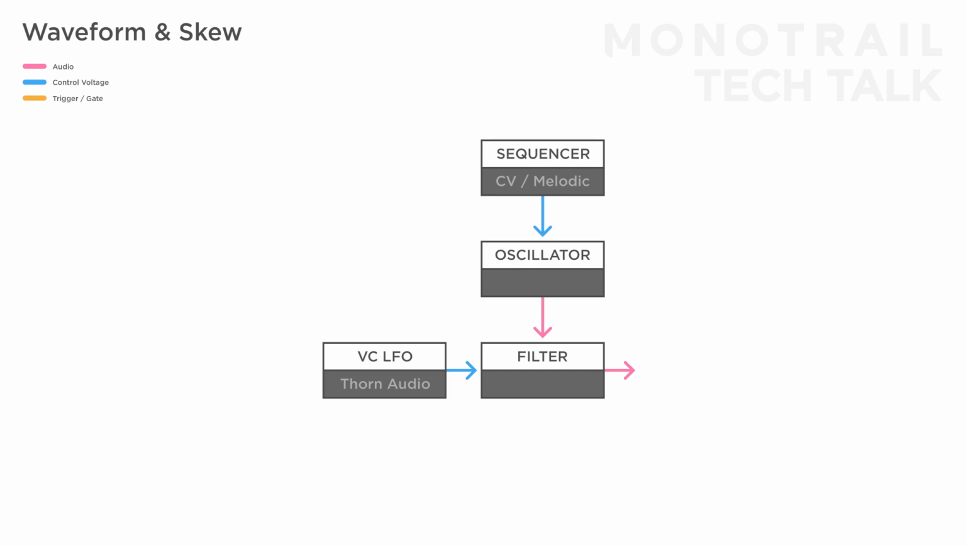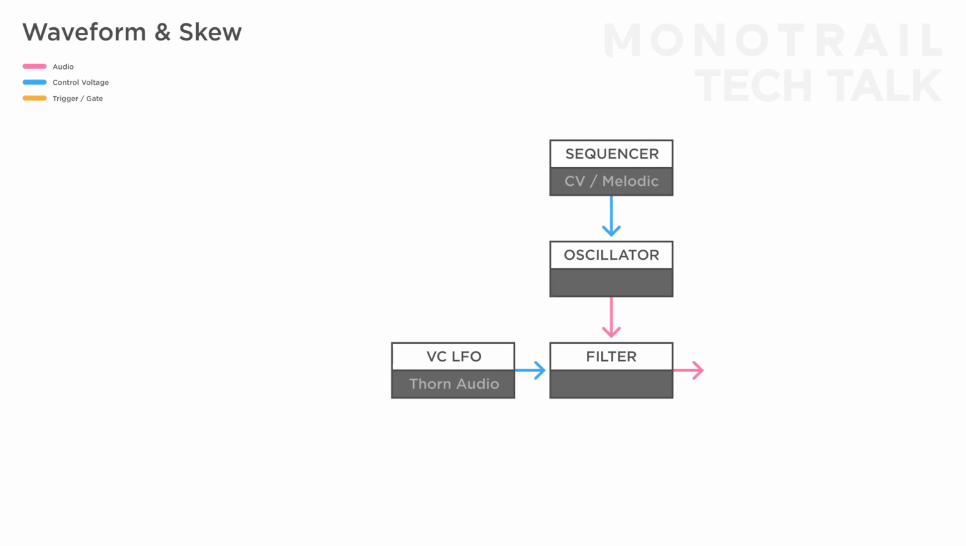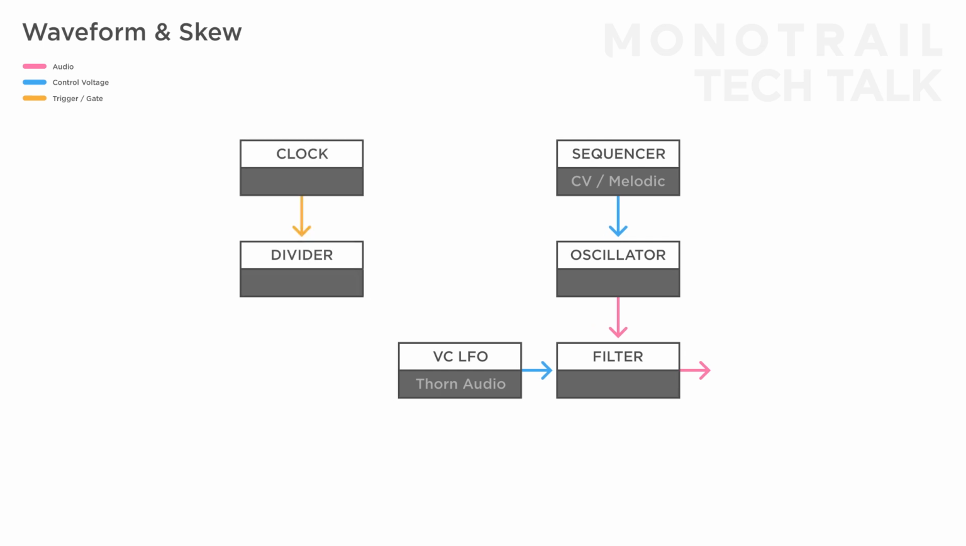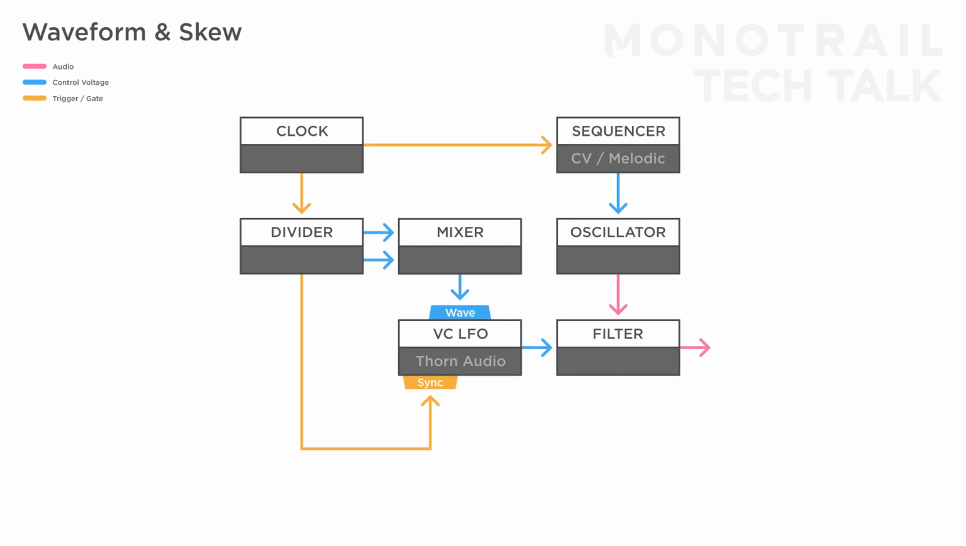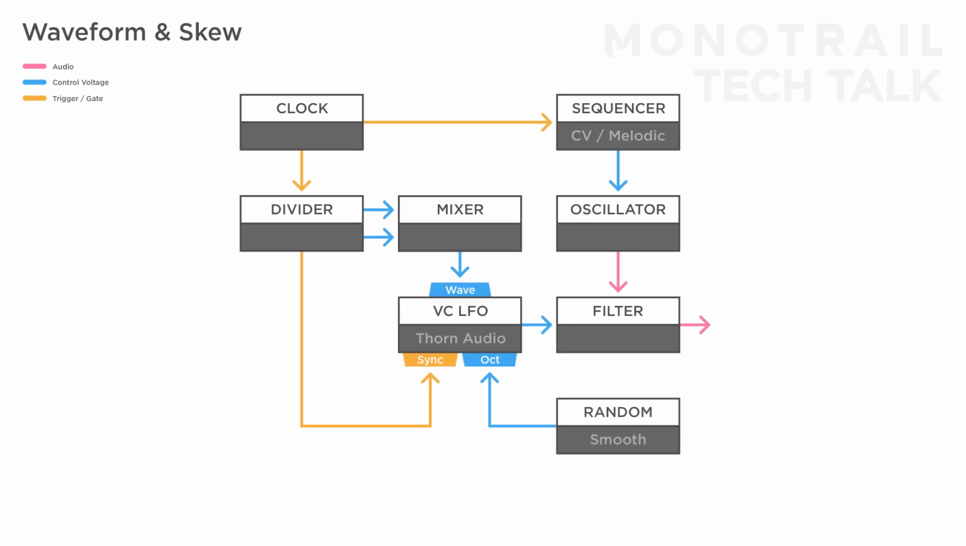Here's the same setup with a simple voice, and the VCLFO modulating the filter. By adding a clock and a clock divider, you can add a lot of tempo synced modulation. For example, use a mixer to mix two different divisions together and send the mix to the wave select. Use a faster division to sync the LFO and use the clock to sync the sequencer as well. Finally, a smooth random voltage to the octave switch input is used to create additional time divisions.